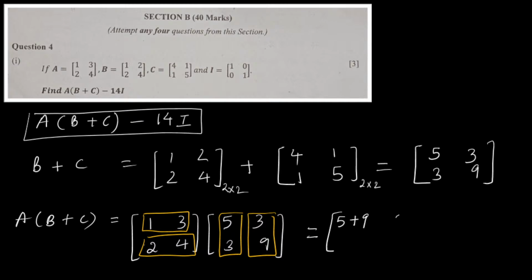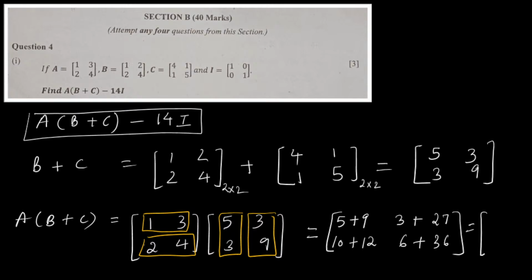So 1 into 3 is 3, 3 into 9 is 27. 2 into 5 is 10 plus 4 into 3 is 12. So write this step. I am suggesting you to write this step. Don't write the answer directly because we have to avoid mistakes. So write one extra step. It will not take much time. So 2 into 3 is 6 plus 4 into 9 is 36.